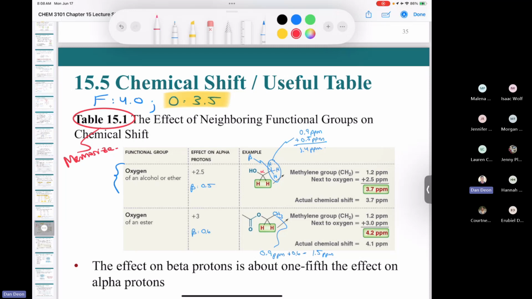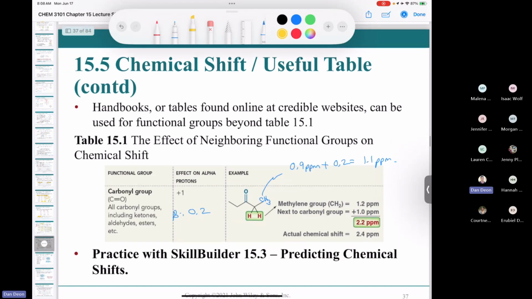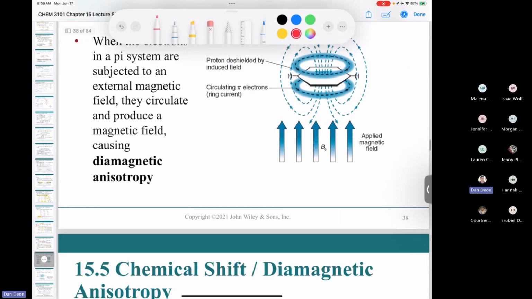Then we said if you have protons that are alpha or next door to the oxygen of an ester, that increases the chemical shift by what? 3 parts per million. And if you're wondering what these numbers are here, I said that if they're beta protons, it has 1/5 of the effect. And the last one is if your protons are alpha to a carbonyl group. In that case, the electron withdrawing effect causes an increase in the chemical shift by 1 part per million. If it's beta, it's 1/5 of that, which is 0.2. So we went over that last class.